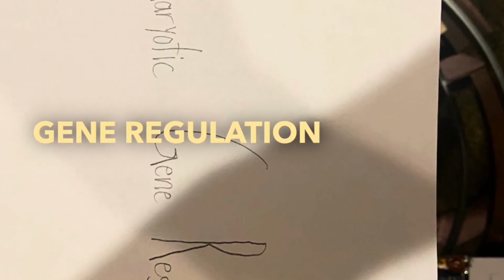So now we're going to talk about gene regulation in both prokaryotes and eukaryotes. For eukaryotic gene regulation, we have a DNA sequence, and on that we have a gene. Upstream of that gene, you have a regulatory sequence. And then you have a regulatory protein coming from a regulatory gene coming downstream of the DNA.